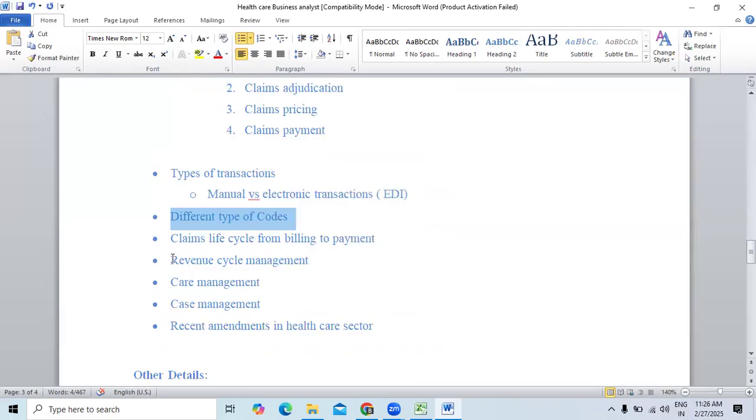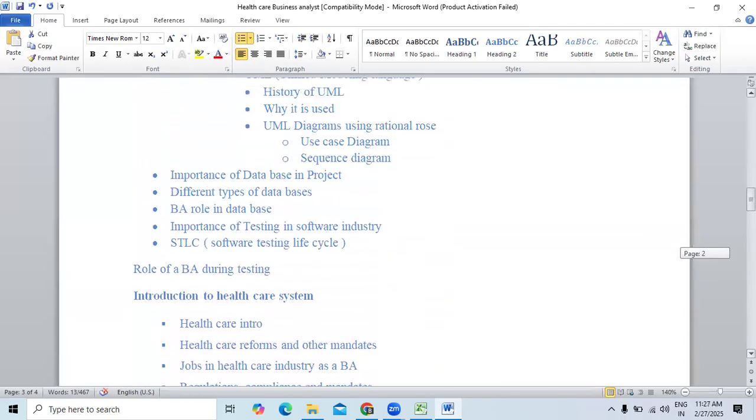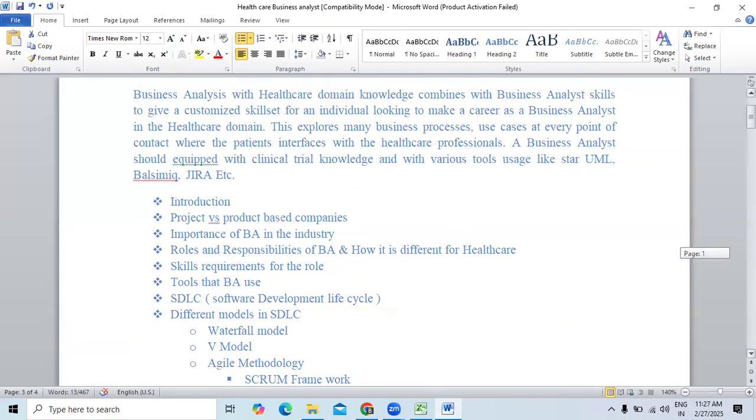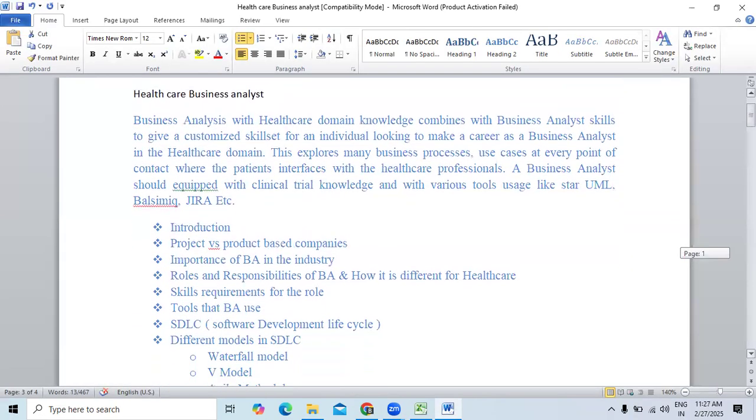Next, revenue cycle management, care management, and case management. This is generally what we cover as far as the healthcare BA is concerned. From my side, this is what I teach. Okay. So also, do you cover ICD one?